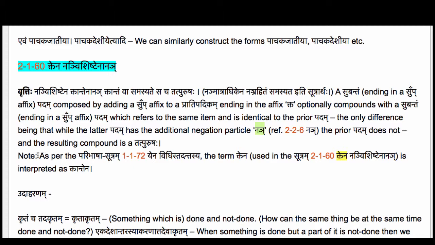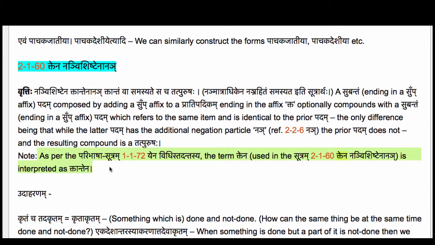The note here says that as per the Paribhasha Sutram 1-1-72, yena vidhistadantasya, the term ktena used in this Sutram 2-1-60, ktena nai vishishtena nai, is interpreted as ktantena. We know what 1-1-72 says. It says that a qualifier by means of which an injunction is made stands for a term which ends in it as well as for itself. So ktena stands for ktantena, a term which ends in the affix kta.